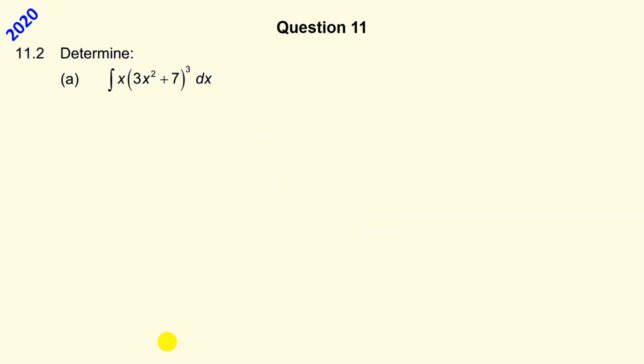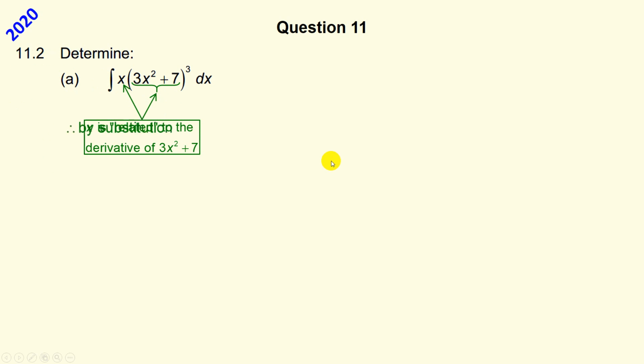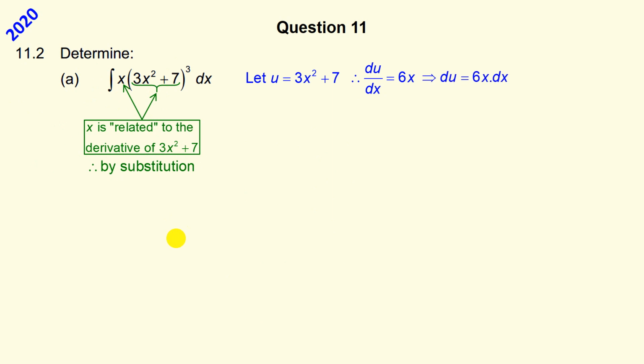Now we're into a few integration exercises. If we look at this first one, when we see a product, we always first ask, is that related to the derivative of the inside function? Well, the derivative of the inside function is 6x, so clearly that is related. So therefore we know we can do it by substitution. And the best substitution is let u equal 3x squared plus 7. That means du by dx equals 6x, which means du equals 6x dx.